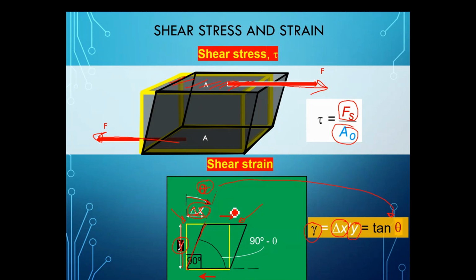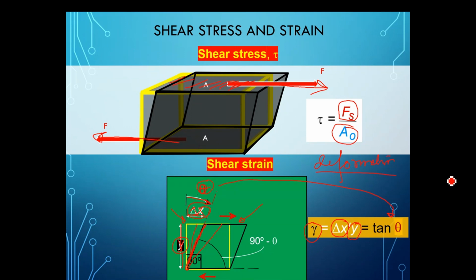Yes, sir. Sir, tan theta would be like the slope, right? Yes, this slope. Again, if this slope is higher, it means the strain inside the material is higher and the deformation is higher. If it is lower, it means the deformation is lower. Again, it is indirectly representing deformation. Clear?